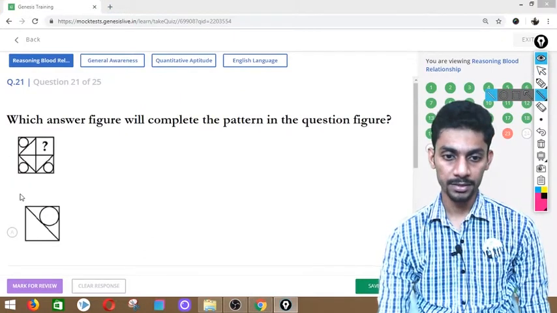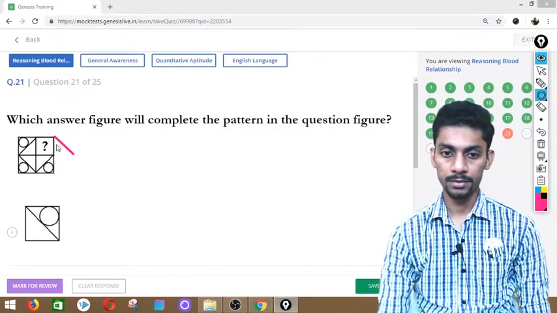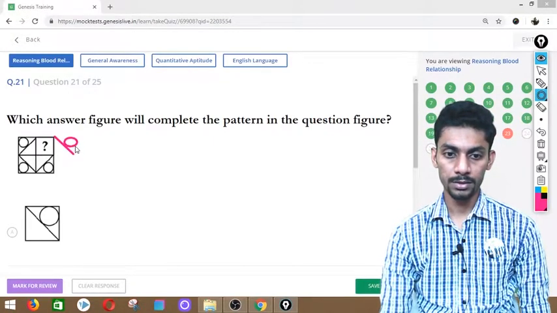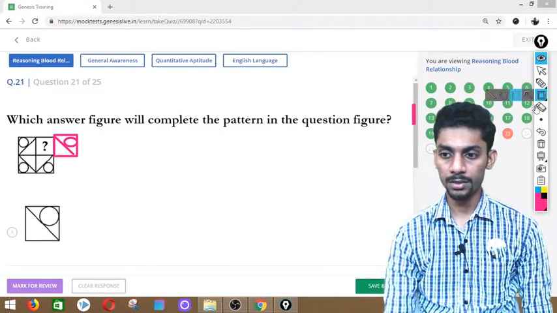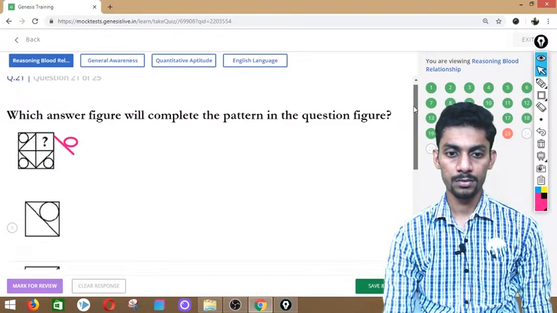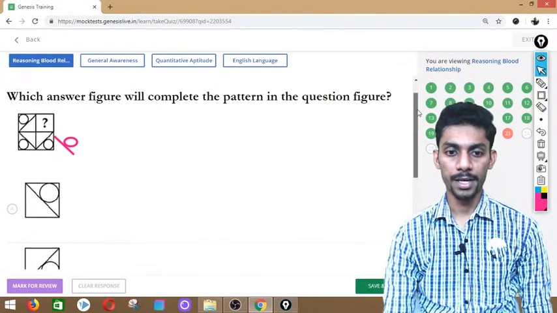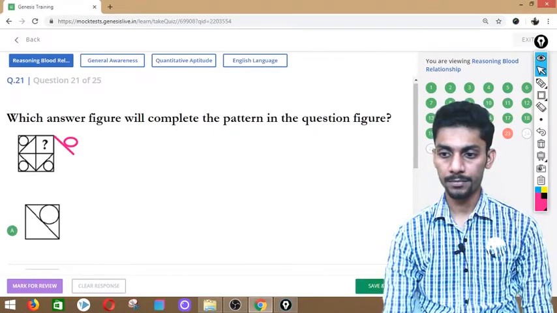Next one is very simple, I guess. There should be a line here, and there should be a circle touching the line. If there is a square made outside, that is the figure. So which option is that? That is option A. Correct? Option A will fill it. Very, very simple one.